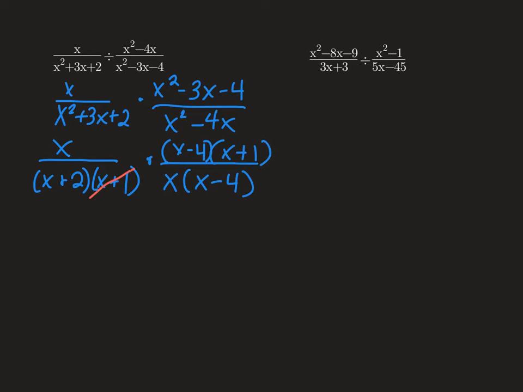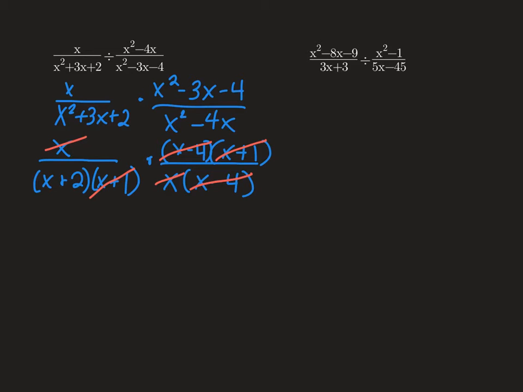So I see an x plus 1 in the numerator and an x plus 1 in the denominator. I see an x minus 4 in the numerator and x minus 4 in the denominator. I also see an x in the numerator and an x in the denominator. Okay, well, look at that.